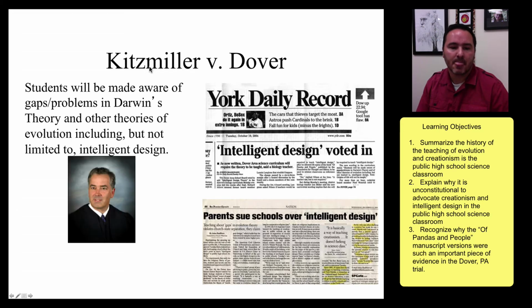Then a judge is chosen, and the judge that was chosen was Judge Jones, who at the time was basically a President George Bush appointee, kind of a conservative Christian, and for the most part, the intelligent design crowd was really happy with this selection that occurred.